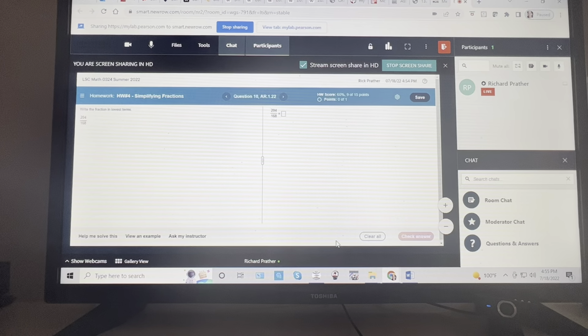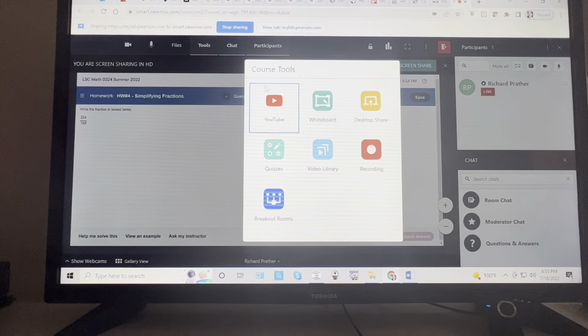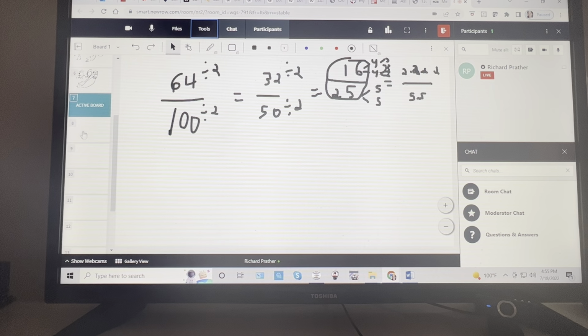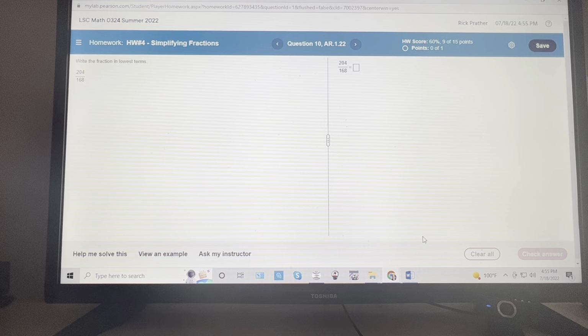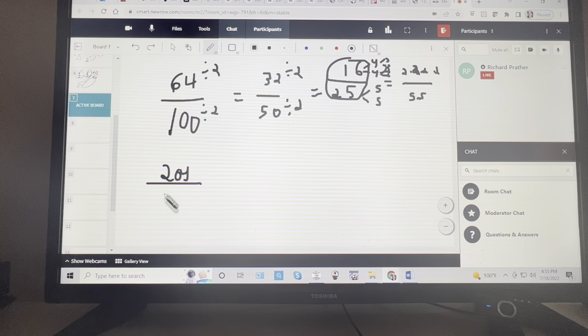And here's a larger one, 204 and 168. This would definitely help to do this one slower. Well, actually, I can fit it here. 204 over 168. They are both even numbers, they both divide by 2.